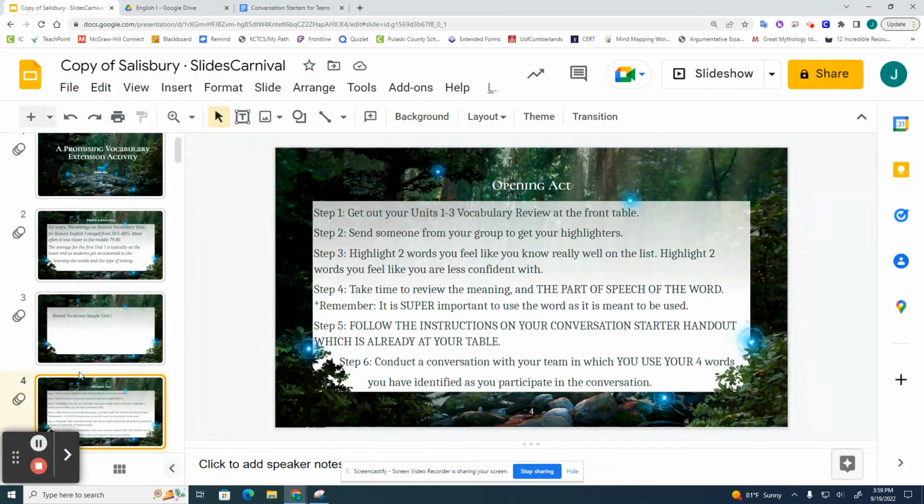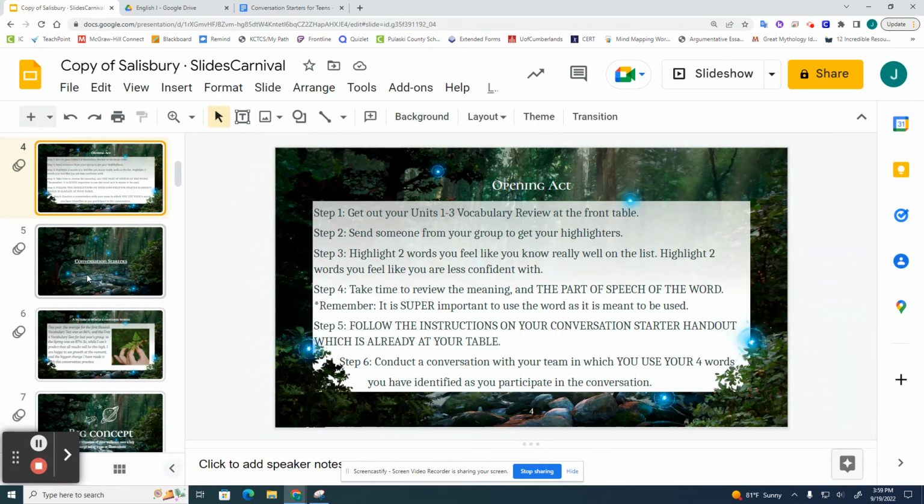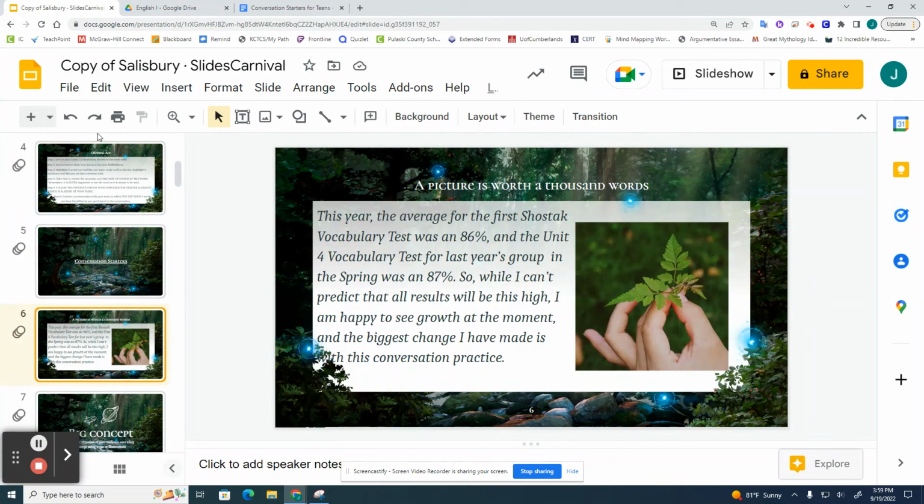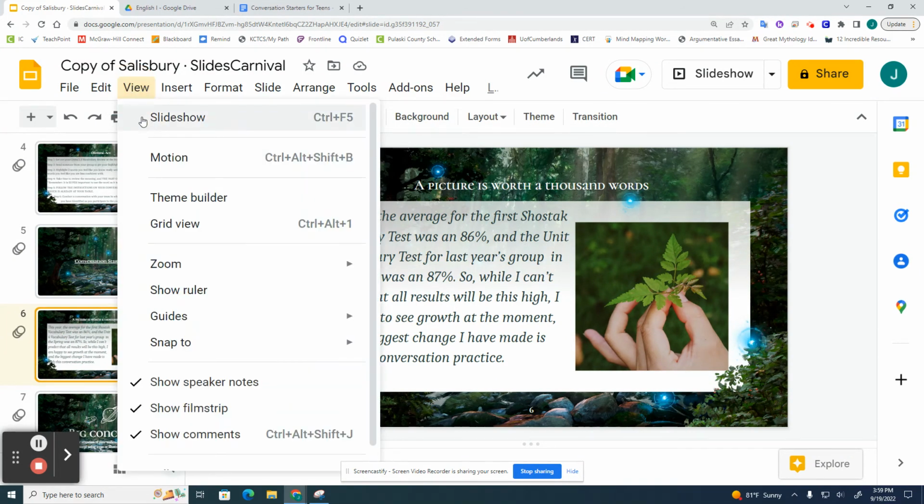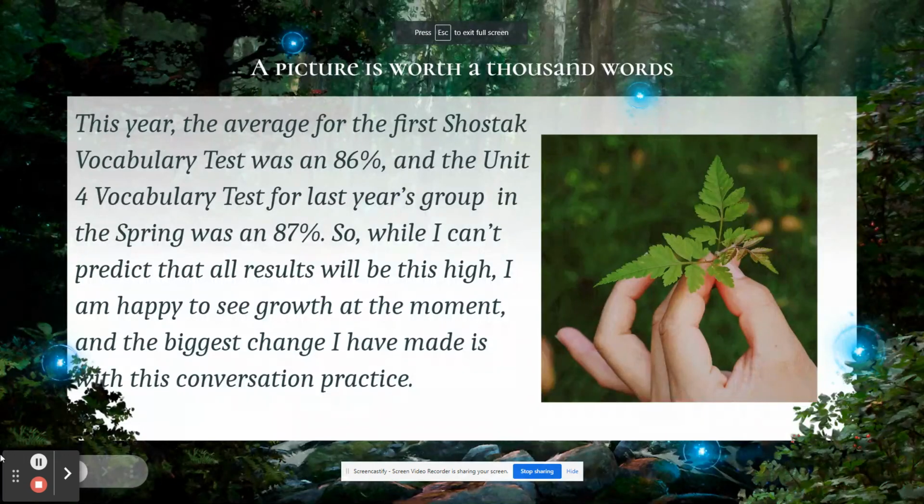So I really found that this was pretty successful for me. I liked what I saw on their tests. The average for the first Shostak vocabulary test this time was an 86%. In the spring, when I used it on the Unit 4 vocab test, their average was an 87%, and that was their fourth vocab test they had taken of the year.